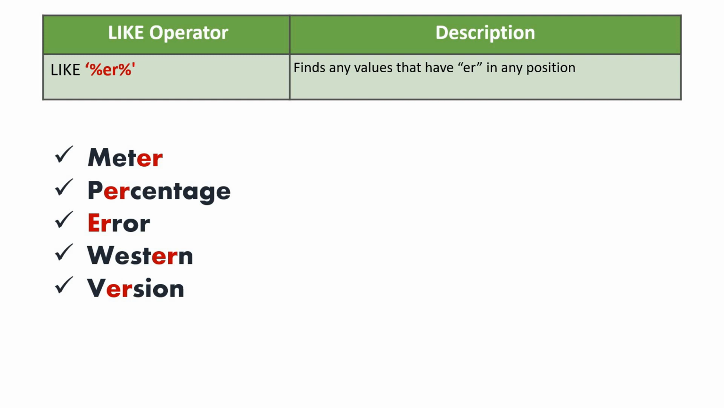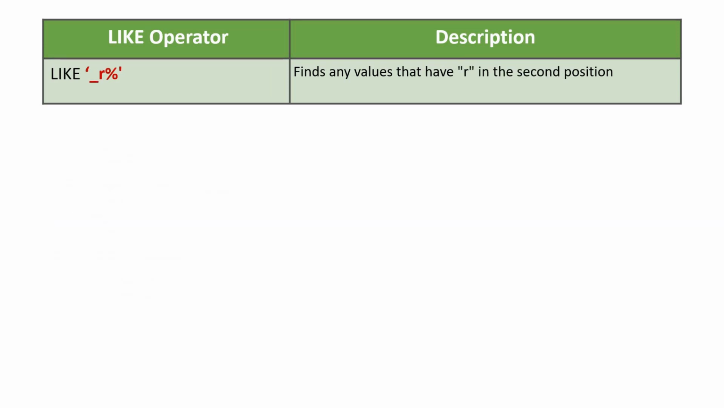So you can pause the screen to check out the outcomes. Now in our next use case the search pattern is _R%. So this search pattern will find any value which will have character R at second position, because before R we have one underscore which represents one character. So that means R will be the second character.